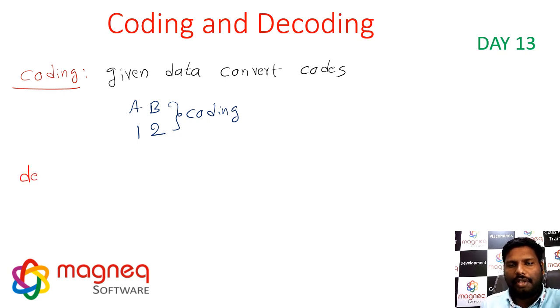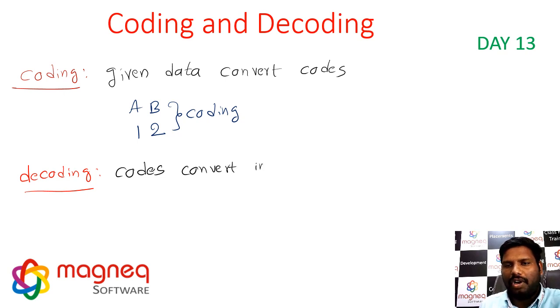Next, decoding. Decoding definition: codes convert into original data. So the codes are 1 and 2. 1 and 2 convert to A and B. Codes convert into original data means decoding.